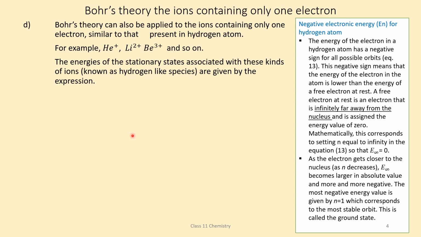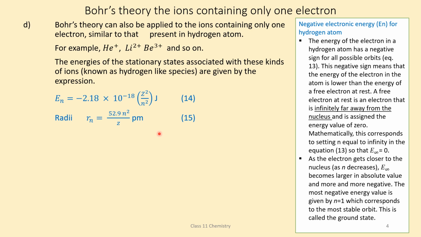are given by the expression E n is equal to 2.18 into 10 to the power of minus 18 into Z square by n square joules. Let it be equation 14. And its radius is given by the relationship r n is equal to 52.9 n square divided by Z picometers. Let it be equation 15.